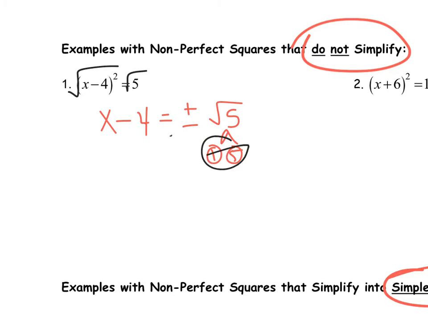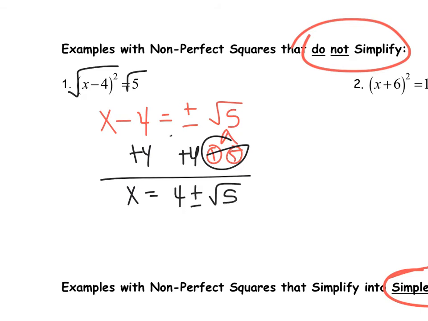So I just get x minus 4 equals plus or minus radical 5. So I say to myself, how do I solve? Well, add 4 to both sides, and I get x equals 4 plus or minus radical 5. That's it. You can leave it just like that. X equals 4 plus or minus radical 5 is your final answer.